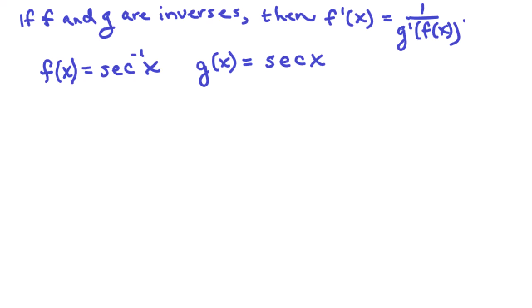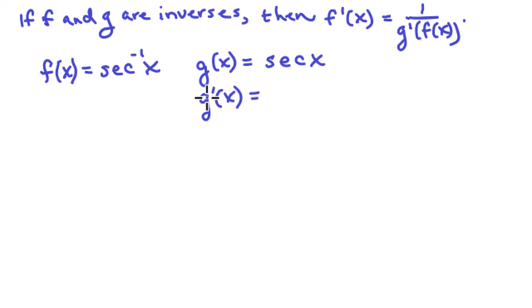Hello. In this video, we're going to derive the derivative of the inverse secant function by applying the inverse function theorem. That theorem says that if f and g are inverses, then f prime of x is equal to 1 over g prime of f of x. In this case, we have f of x equals the inverse secant of x, and g of x is its inverse, secant x. So our first step is to find g prime of x.